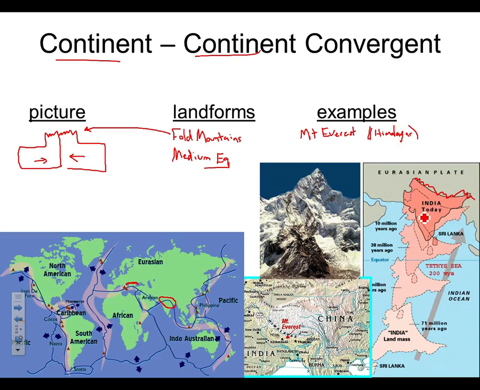And it's smashing in a ton. I think the estimates are it's smashing in something like 2 to 3 inches per year. India is smashing into Asia. So the Himalayan mountains are getting taller every year.